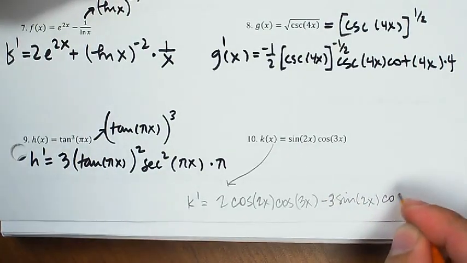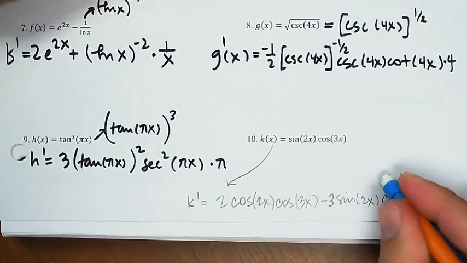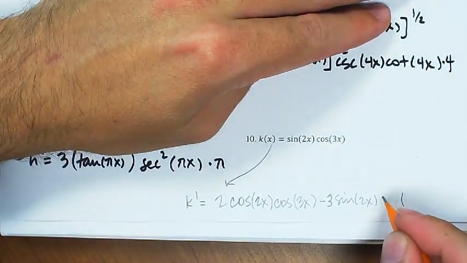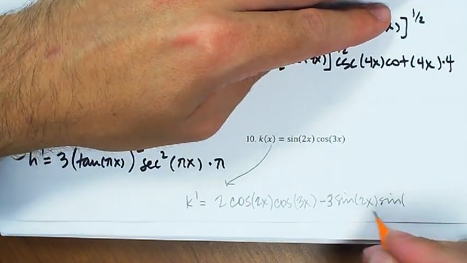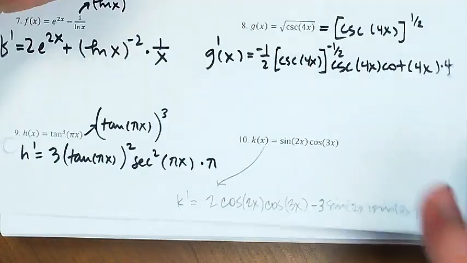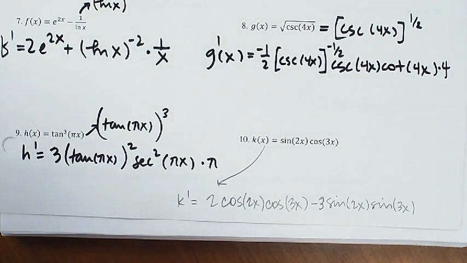And I'll have cosine. Wait, no. I take the derivative of cosine, I got negative sine. So I need to get that and say this is going to be a negative sine of 3x multiplied by 3 for the chain rule. Okay, that's the end of the first page. All right. Now, looks like we're on to some other problems.